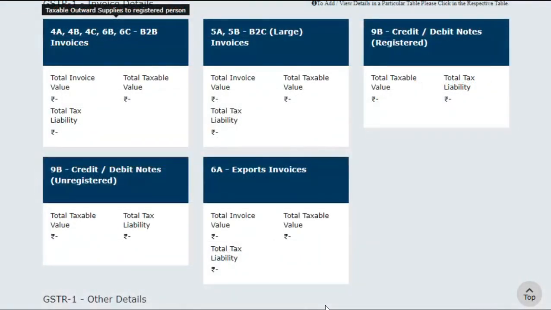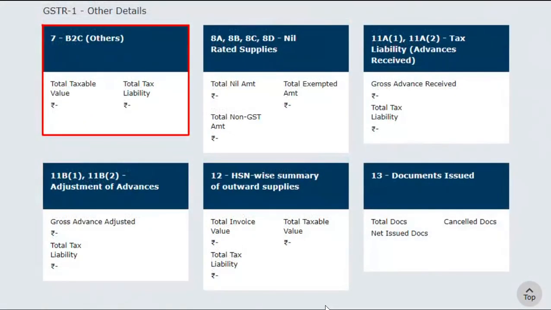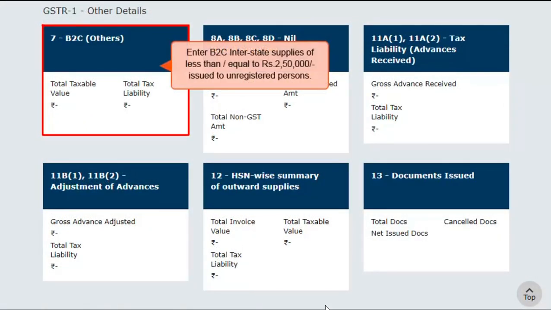Let's scroll down and move to the next section, GSTR1 Other Details. In the B2C Others category, you can enter the summary details of B2C interstate invoices with value of less than or equal to 2,50,000.